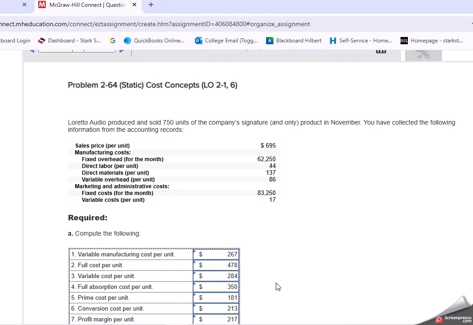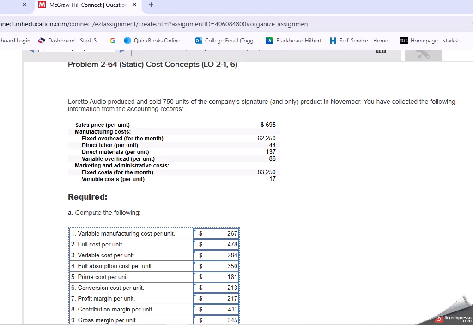The full absorption cost per unit is going to be the $62,250 divided by the 750, that $83 a unit plus the $267, which was our variable manufacturing. So it's really just all of the manufacturing costs, but again, put into a per unit. Our prime cost per unit is our direct materials and our direct labor. So it's 181, the 44 and the 137.